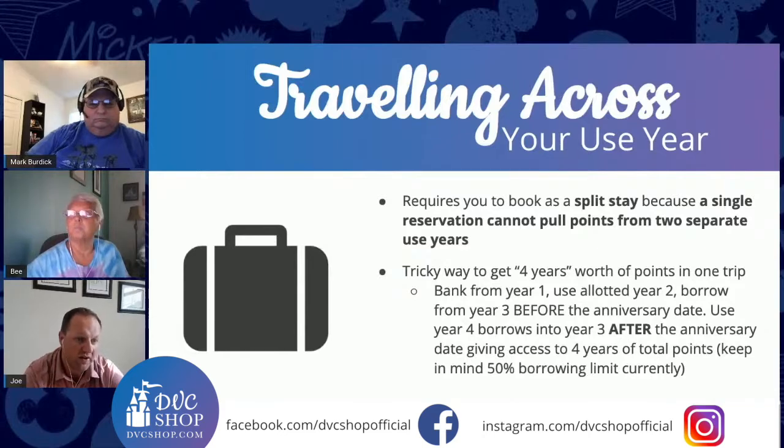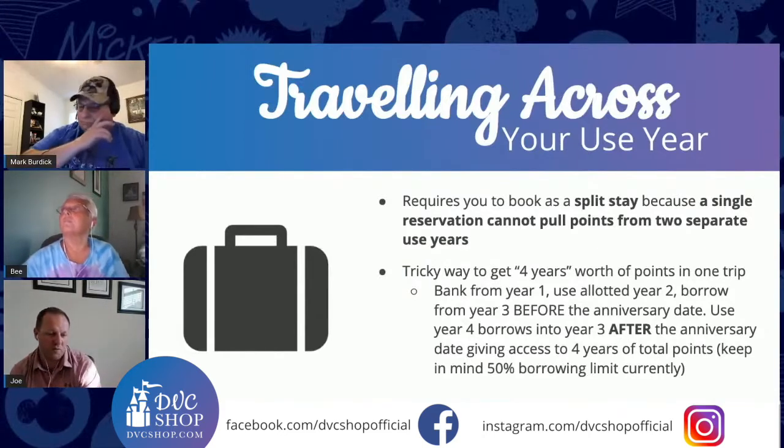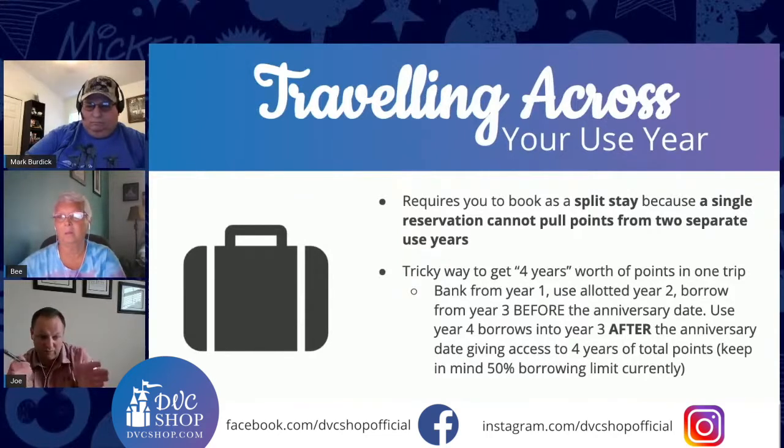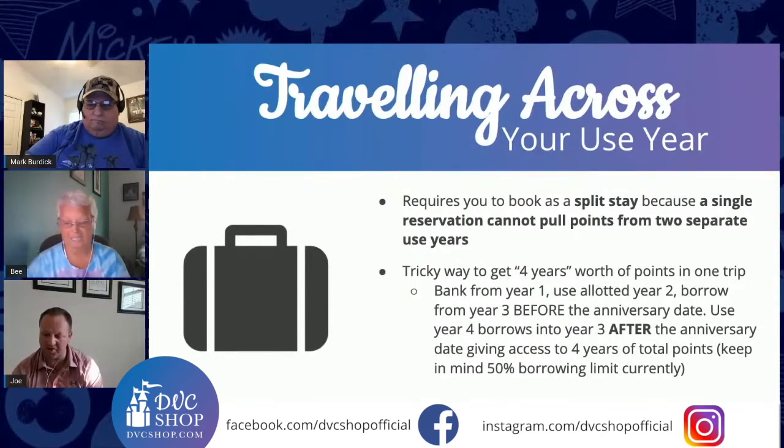First off, you cannot have a reservation pull from 2 separate use years at the same time. So you have to book it kind of as a split stay in a sense. And you've got to make sure you put the points within the right proper use year before you make the transaction, because it's going to try to put them where the computer says it's supposed to be, which would be use year A, use year B. You've got to make sure that all the points are lined up. And I want to show you here in the example in just a second.